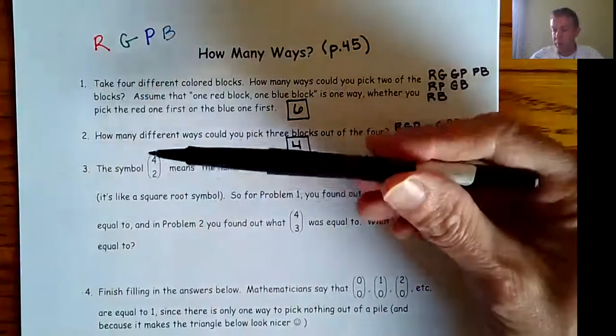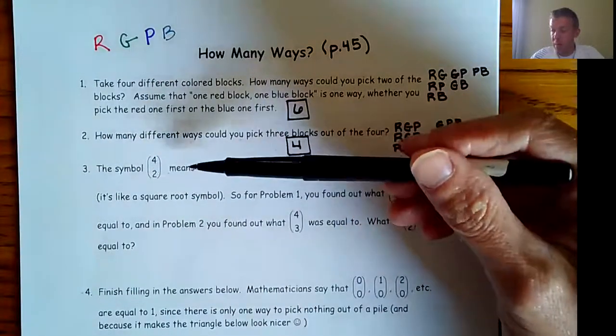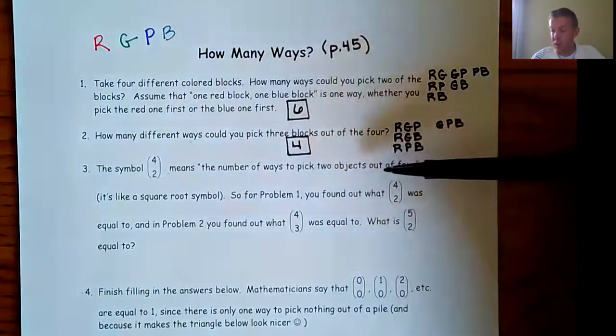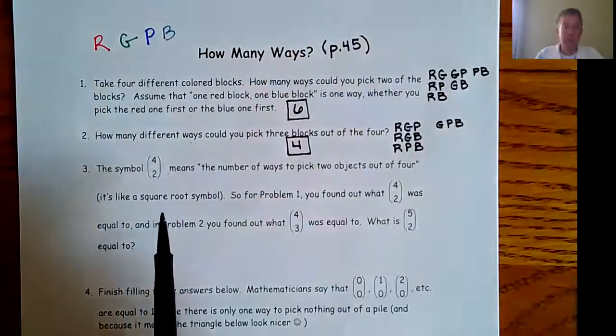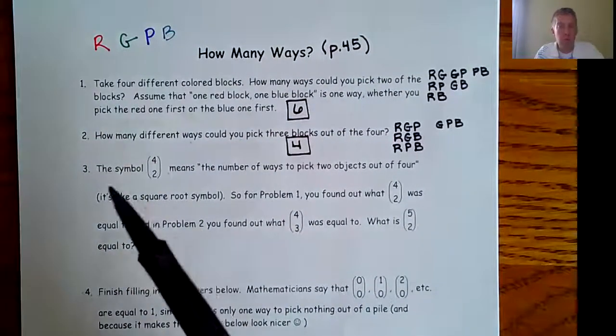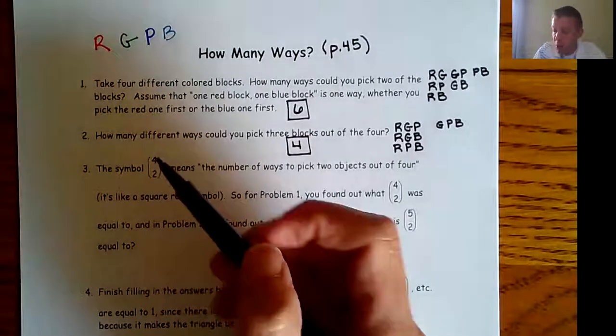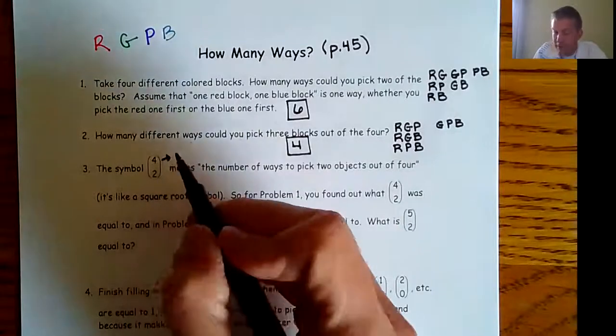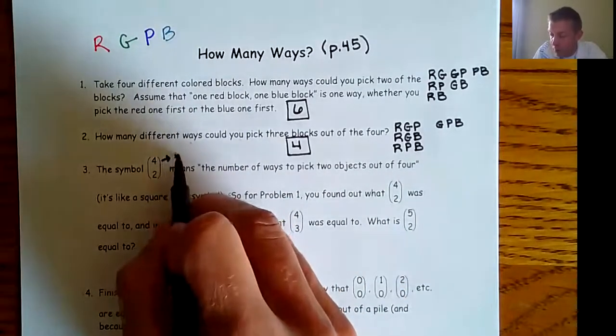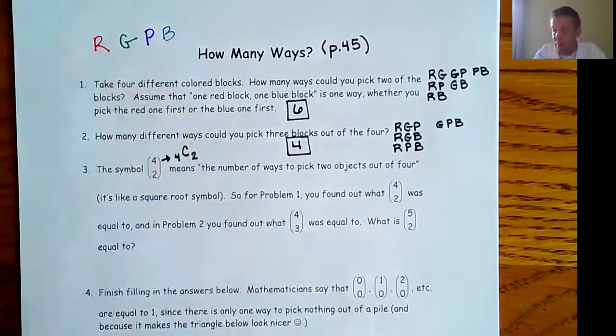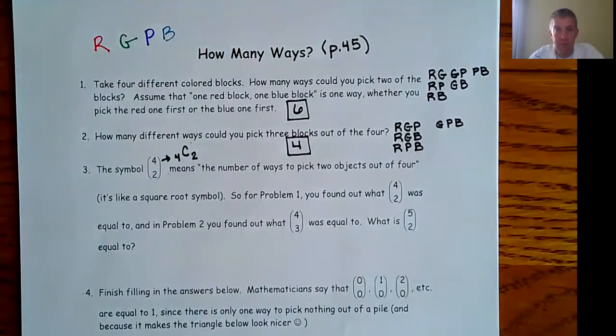The symbol, so I got a parentheses with 4 over 2, means the number of ways to pick 2 objects out of 4. So it's probably a symbol most of you haven't seen before. Just think of it like the square root means, you know that the square root of 49 means 7. Just another symbol that means something in math. You might have seen it at some point in your math lives, maybe not, written as 4 choose 2. Either way means the same thing. Or you may never have seen it, and that's fine.